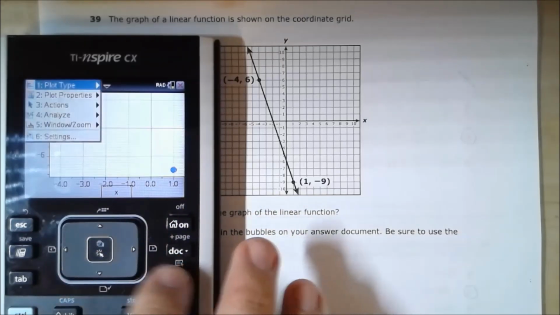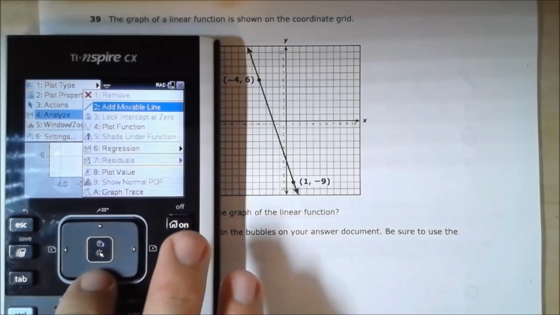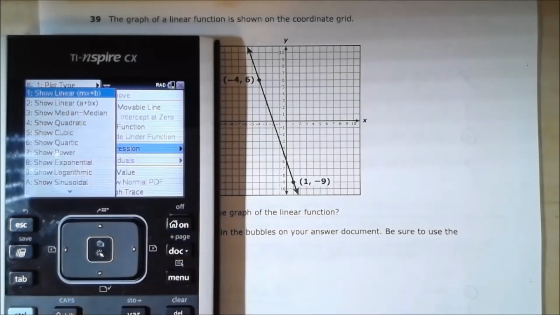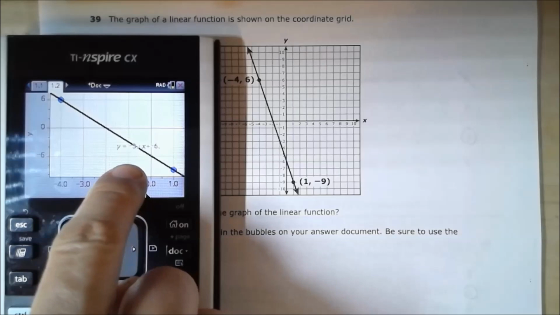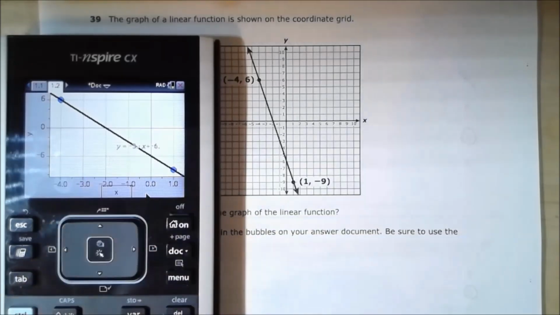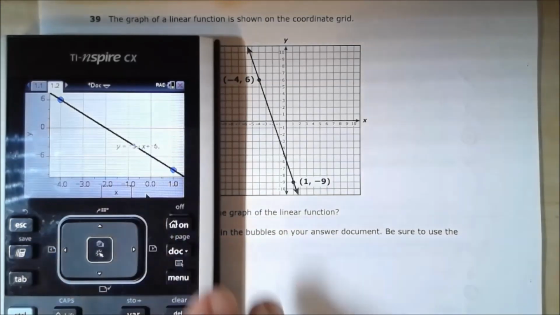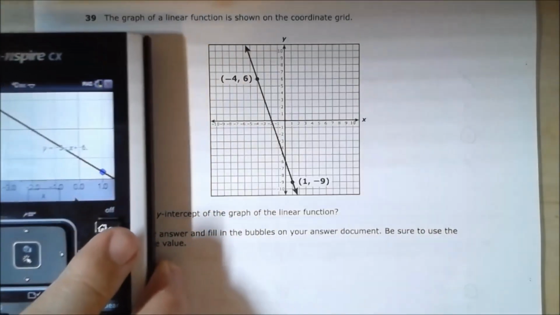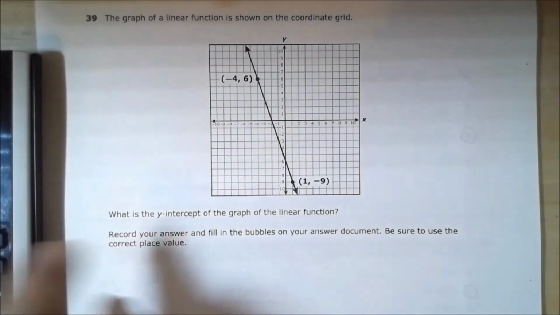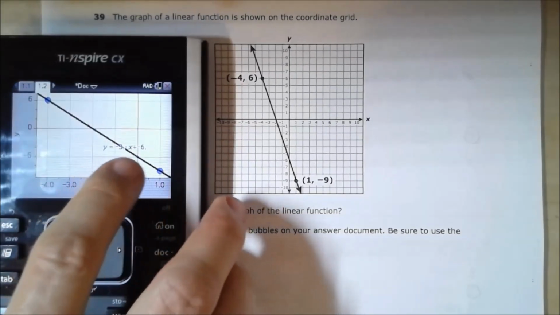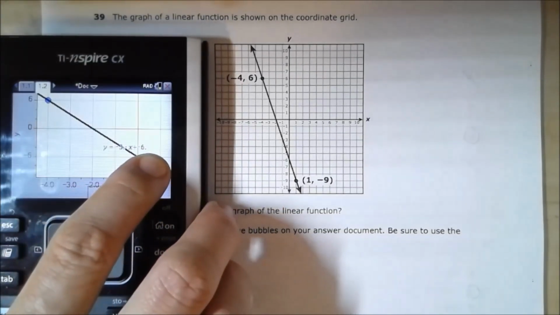Then after that you can hit menu, option 4, 6, and 1. And here's our equation. It looks like we have a -3x plus -6. So when it asks for the y-intercept, I want you to keep in mind the y-intercept is the last digit on here, which is -6.